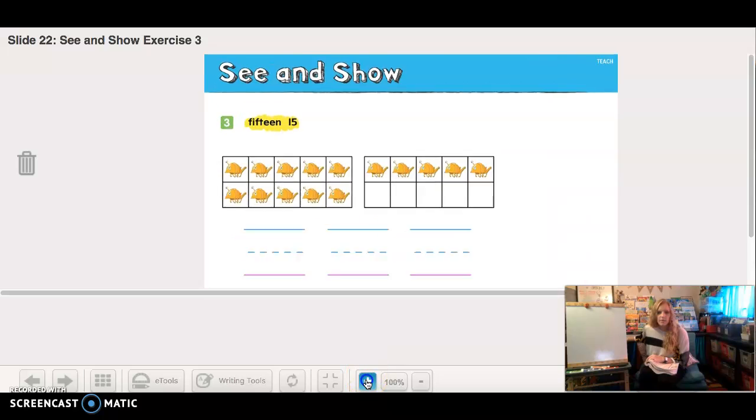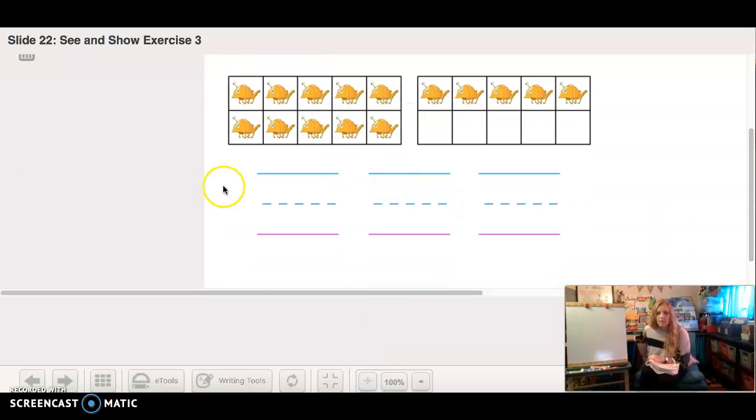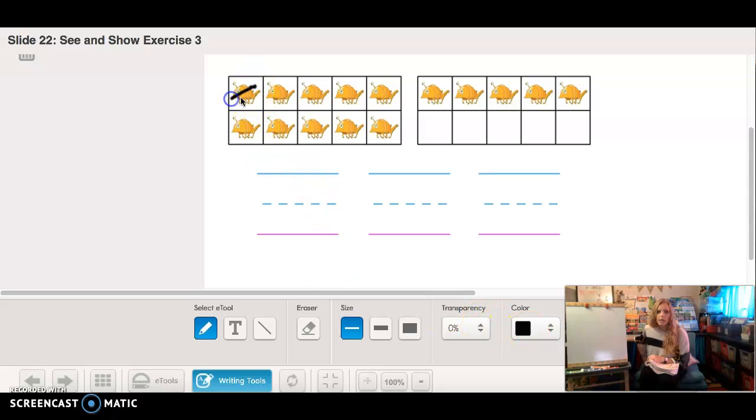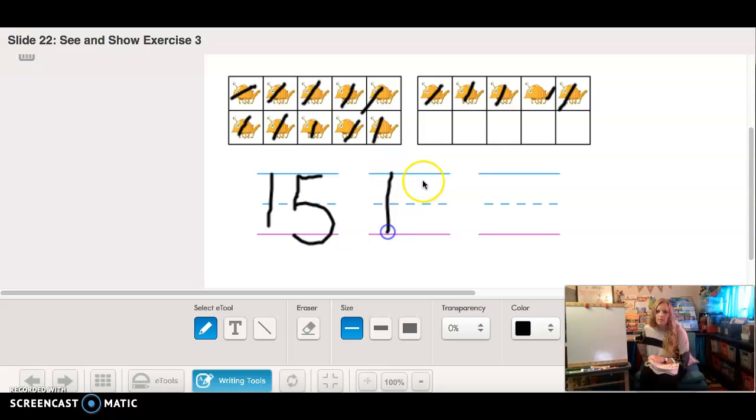All right, below that we have some other kind of alien-looking bug. So let's count how many we've got and then write the number. Ready? 1, 2, 3, 4, 5, 6, 7, 8, 9, 10, 11, 12, 13, 14, 15. 15 again. So write that number. All right. Mine isn't as pretty as yours hopefully is.